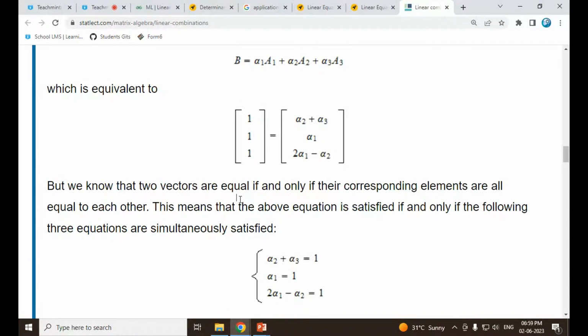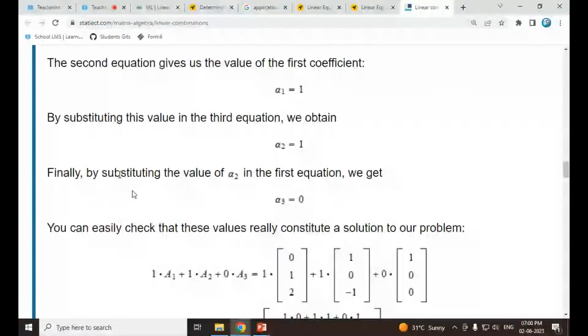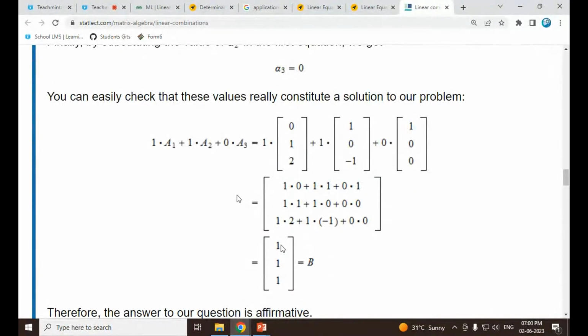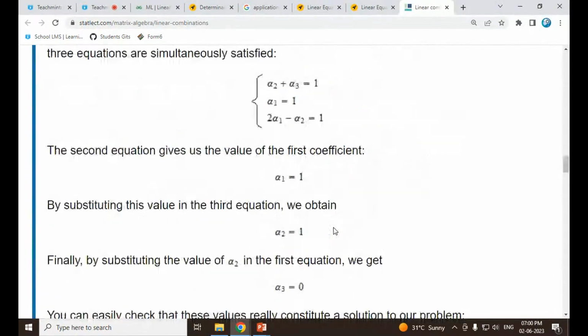Equation 1, A2 plus A3. Is it 1? Yes. The variables are only 0. So the equation is the same. But we know that two vectors are equal over here. Finally, by substituting the A2 in the first equation, we'll get A3 equal to 0. Finally, we have this matrix available, that is B. Therefore, the answer for the question is affirmative.